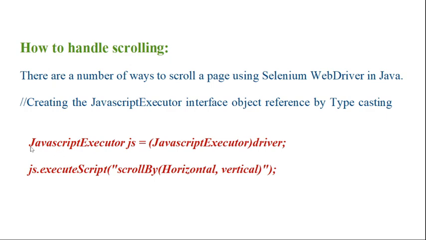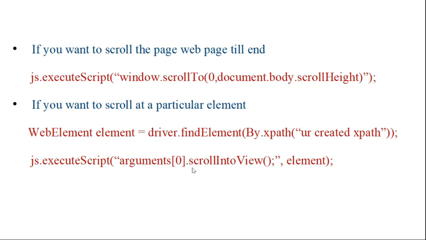We need to create the reference of the interface JavaScript executor, then reference equals to, here I have used a typecast and converted the driver into JavaScript executor, and with the help of this reference I'm calling the method execute script, and in that I'm calling the scroll by method, and in this I need to pass two parameters. One is for horizontal and one is for vertical. If you want to scroll the web page vertically, you need to provide the value here. If you want to scroll the web page horizontally, you need to provide the value in the horizontal parameter. So there are a few more methods.